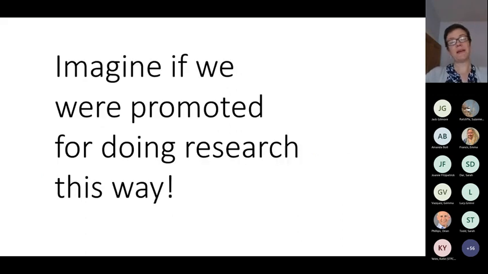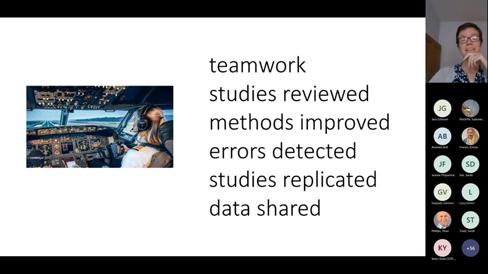So this is my big thing. I can make a case that all of this improves science, but if my boss thinks it's a waste of my time, if the journal, which is the only place that determines whether or not I get promoted, getting a good journal article, if they don't care, it's not worth doing. So the idea that we might be rewarded for things like working in a team, evaluating other studies, improving methods, detecting errors, or even sharing data, it's simply not true right now.